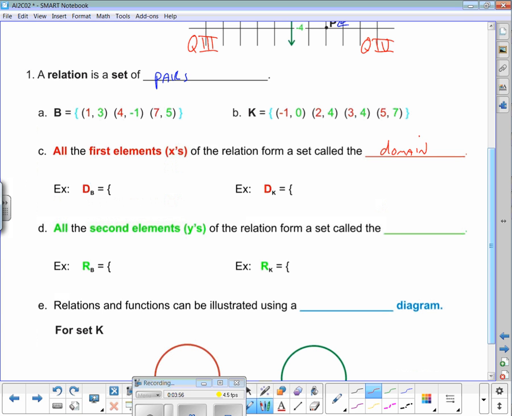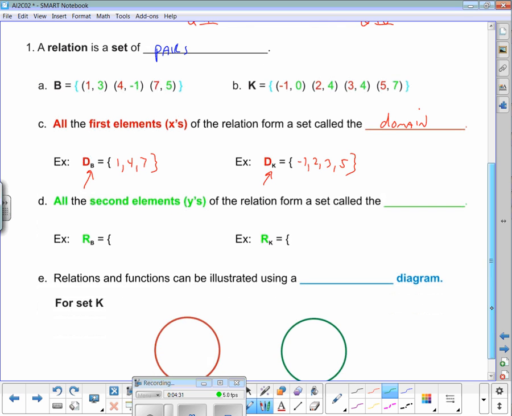All right, so D of B, what's the domain? I'm looking right here, the domain of set B. That's what that means. And you're simply going to put in the values of each X coordinate. So you got 1, you got 4, you got 7. Close it off with a brace. All right, in our second example, what is the domain of set K? And you've got -1 and 2 and 3 and 5. And close it off with a brace. Always list your members in braces. That's just proper set notation. And you guys did that in geometry as well.